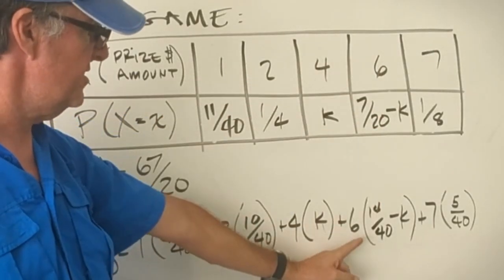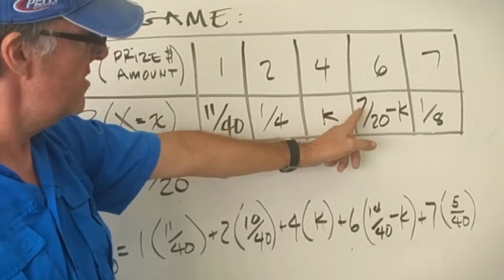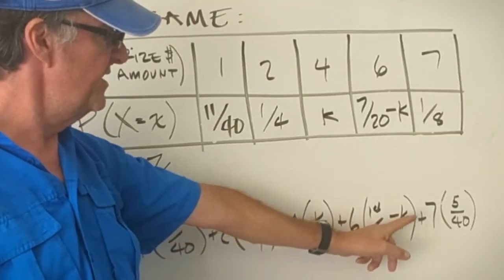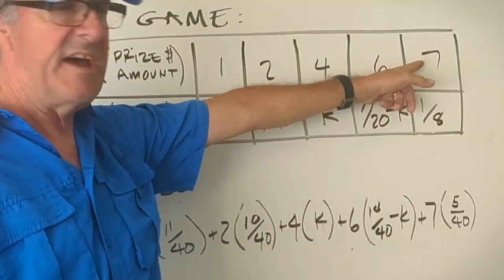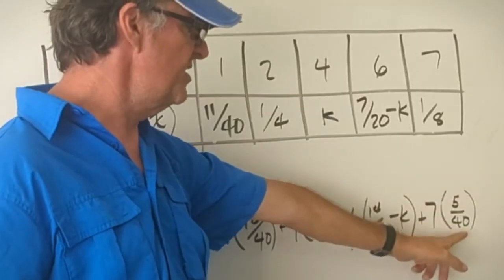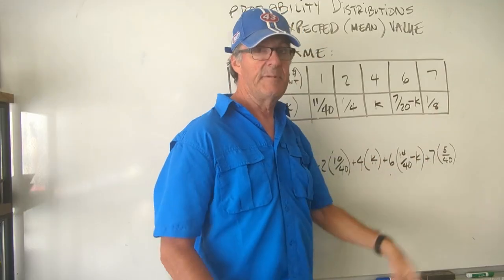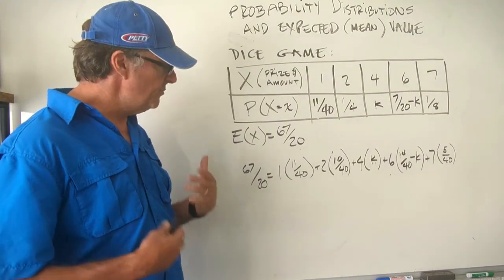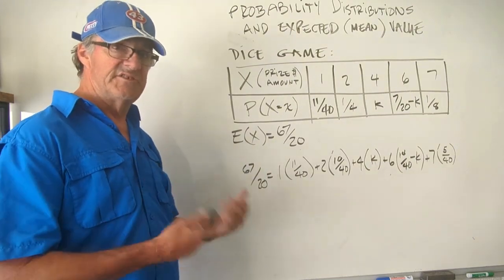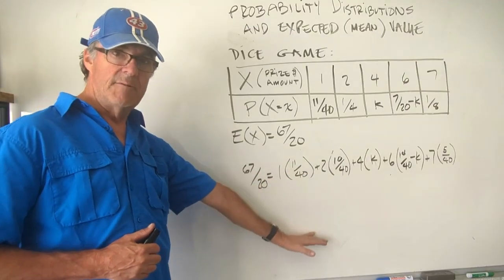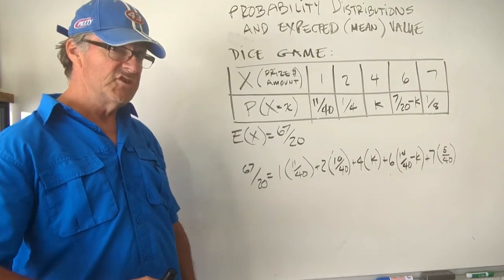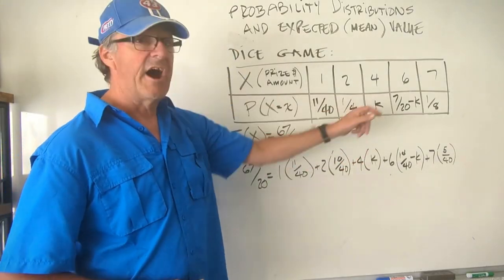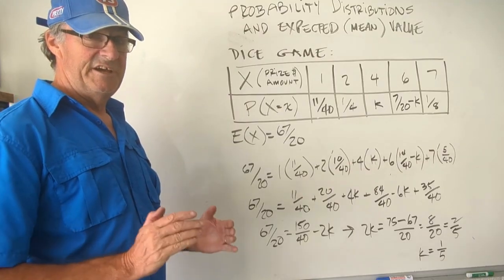And then outcome winning $6, 6 times, and then I converted my 7 over 20 minus K to 14 over 40 minus K. And then finally, the outcome of winning $7 times its probability expressed in 40ths. So 5 over 40 is the same as 1/8. Now, the rest of this is just calculation. Now you can pull out your calculator and just decimalize the heck out of this and solve it. You could do that. I'm going to keep doing it algebraically on paper. However you do it, pause the video and find the missing value. Find our K. Okay, let's see how you did.